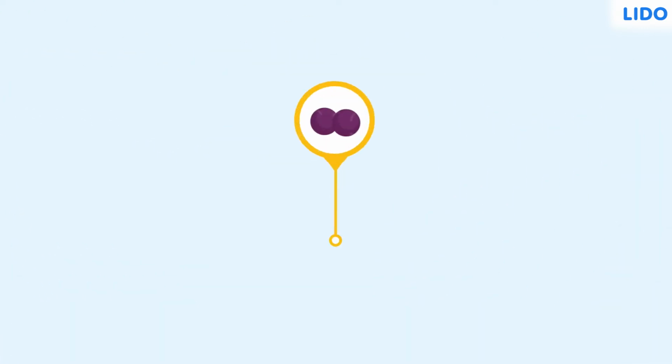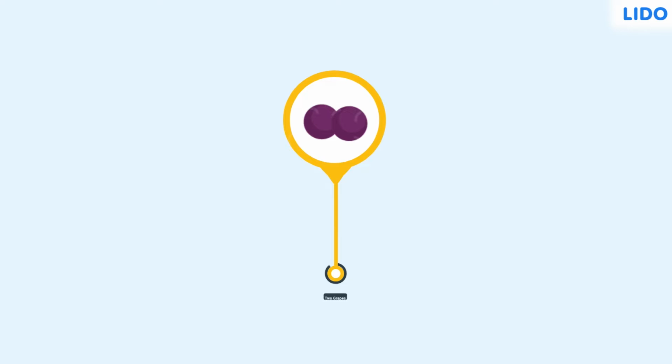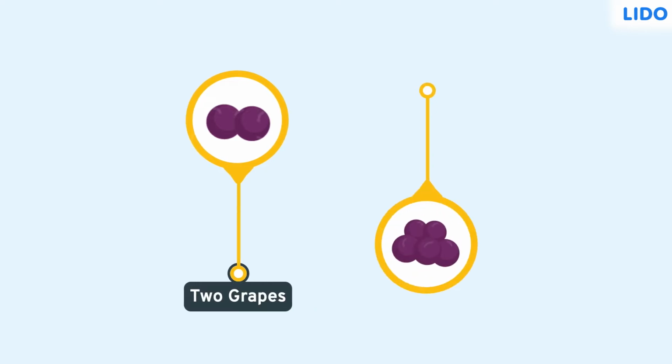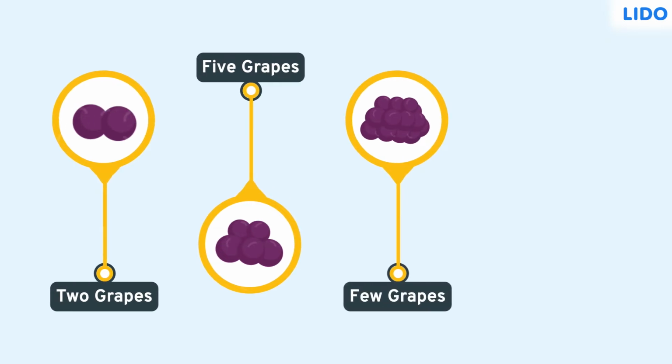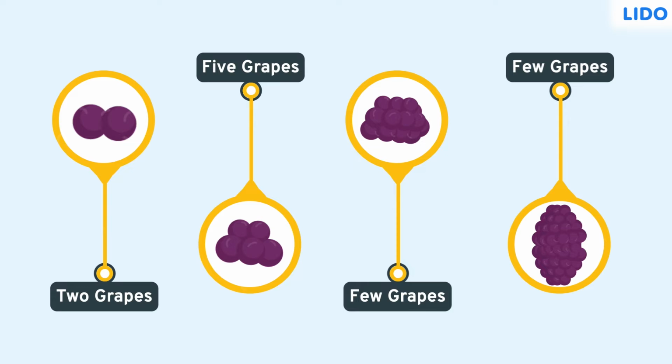If you had just 2 grapes, then you would have just 2 grapes. If you have 5 grapes, then you'd say you have 5. Now, if you had about 20 grapes, then you'd describe them as a few grapes, right? But if you had a big bunch of grapes, you wouldn't call it a few grapes, would you? You'd say that you have ample grapes. So if the quantity increases, a few turns into ample.